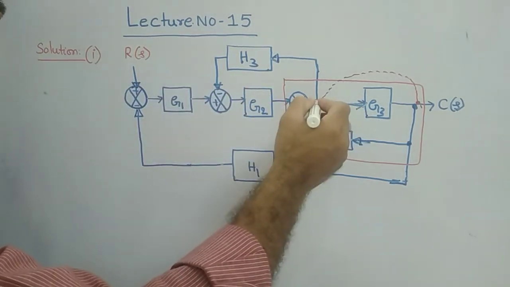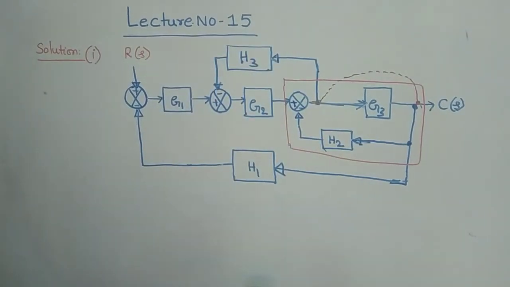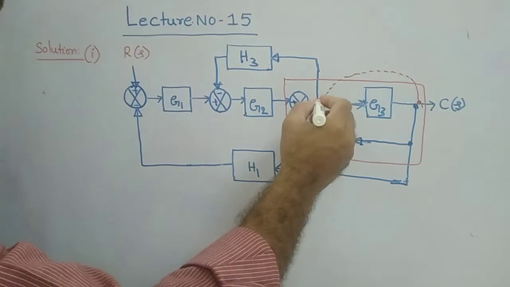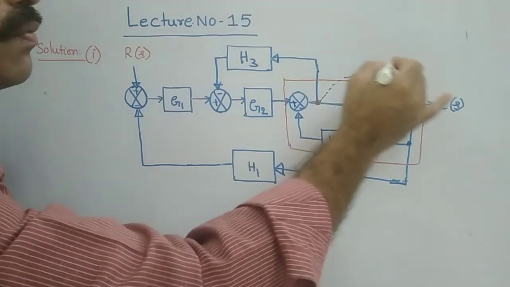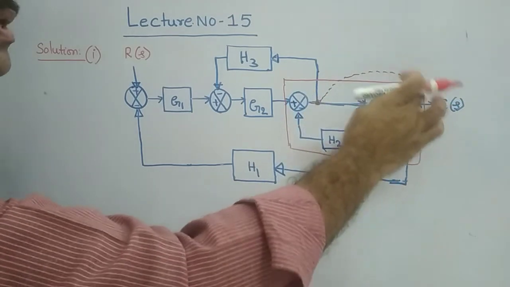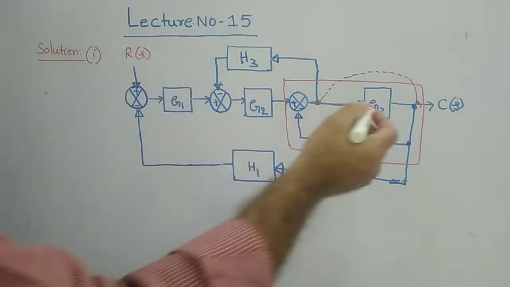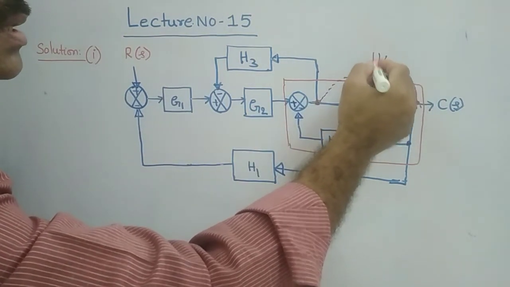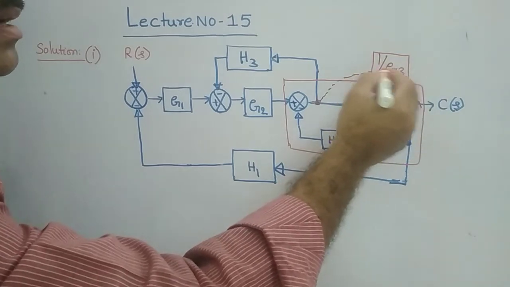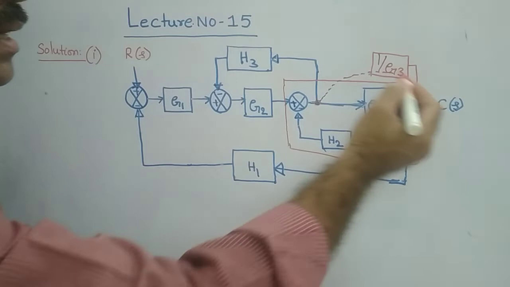When you shift this takeoff point after the block, as per one of the important rules of block diagram reduction, if you shift this takeoff point which is there before the block to after the block, some gain will be added to this path. What is the gain? That is 1 by G3. This much gain will be added in this path, and now this can be connected here.